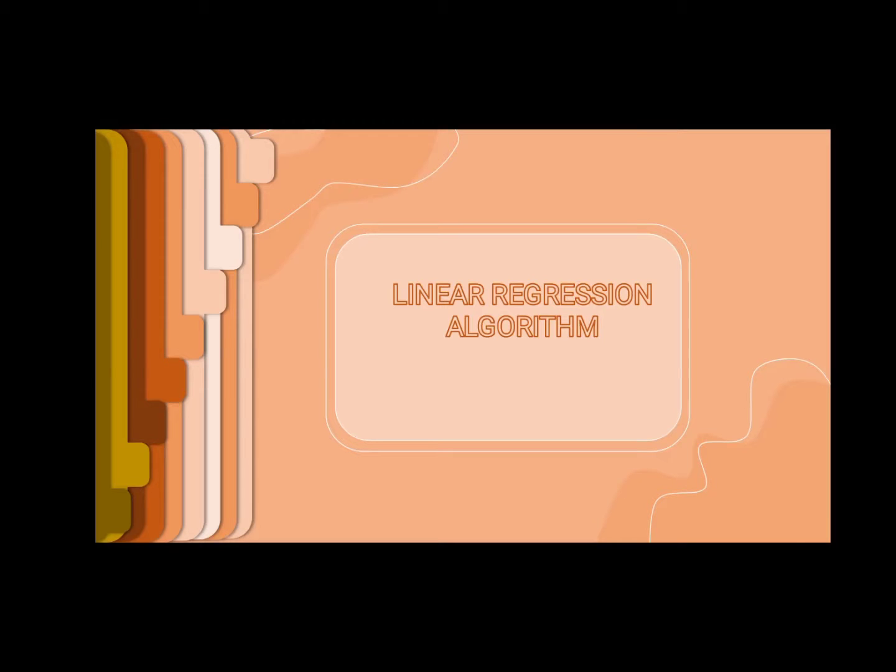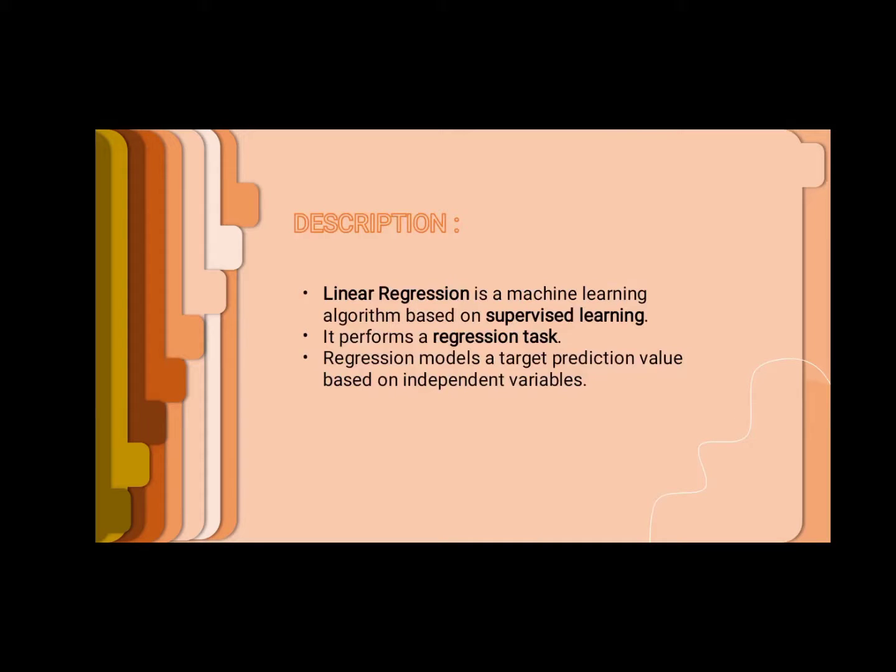Linear regression algorithm. Description. Linear regression is a machine learning algorithm based on supervised learning. It performs a regression task. Regression models a target prediction value based on independent variables. Linear regression is an ML algorithm used for supervised learning.